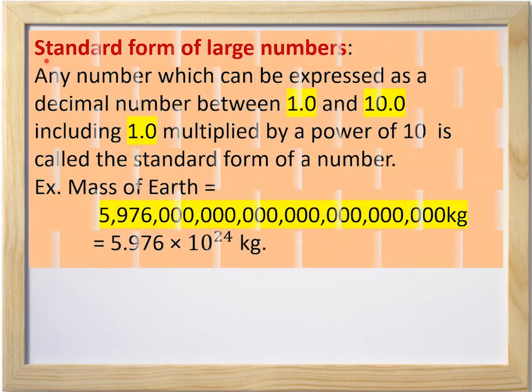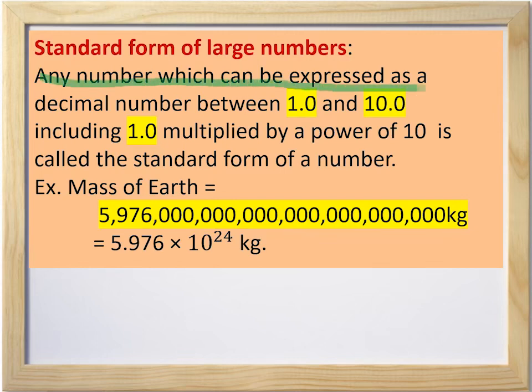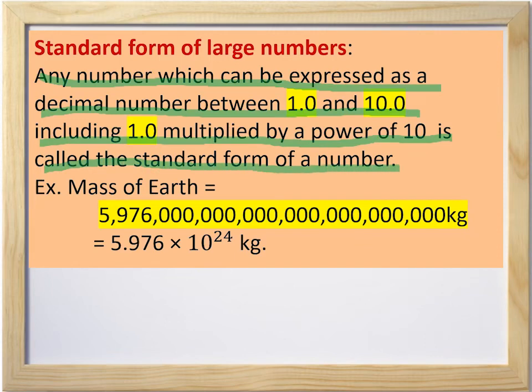Children, now we are going to learn the standard form of large numbers. Standard form means we can write very large numbers in a very short form. Now, what is the standard form we are going to learn? Any number which can be expressed as a decimal number between 1.0 and 10.0, including 1.0, multiplied by a power of 10, is called the standard form of a number. Is it clear, children?